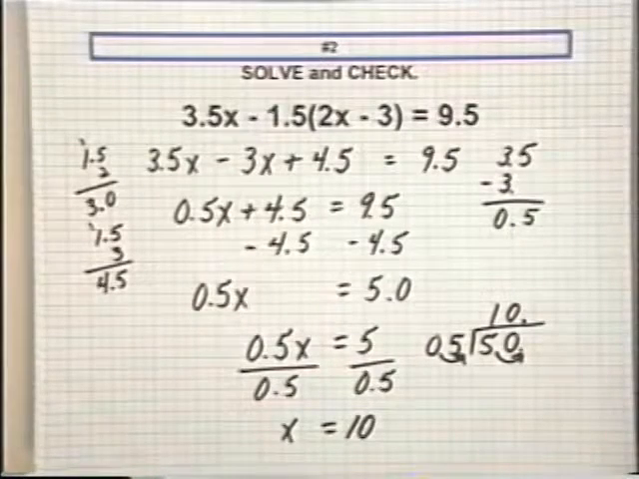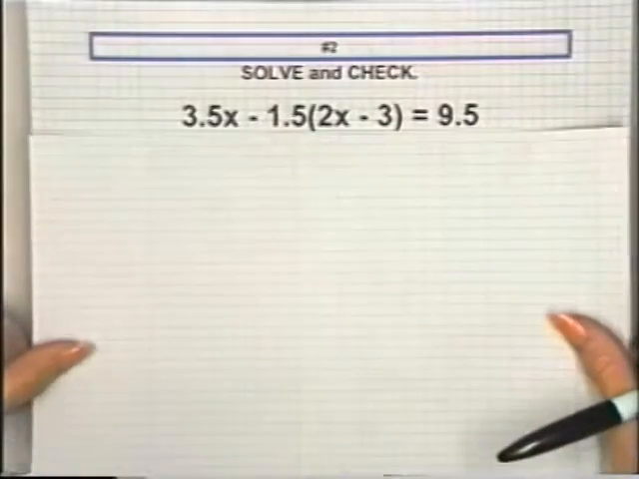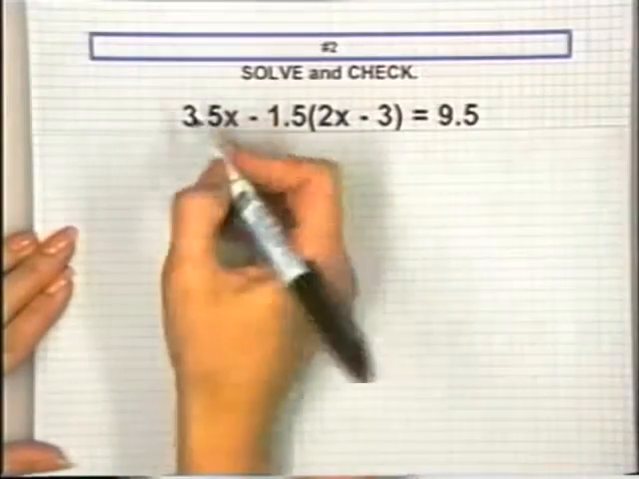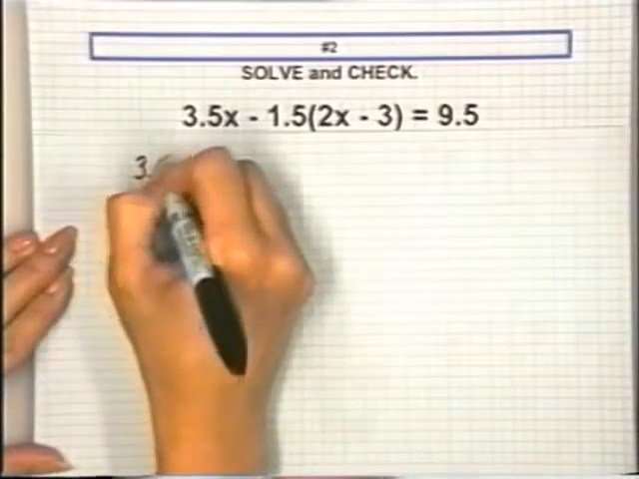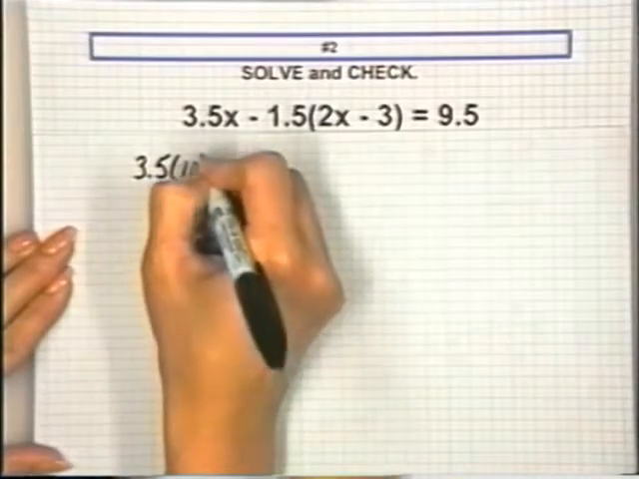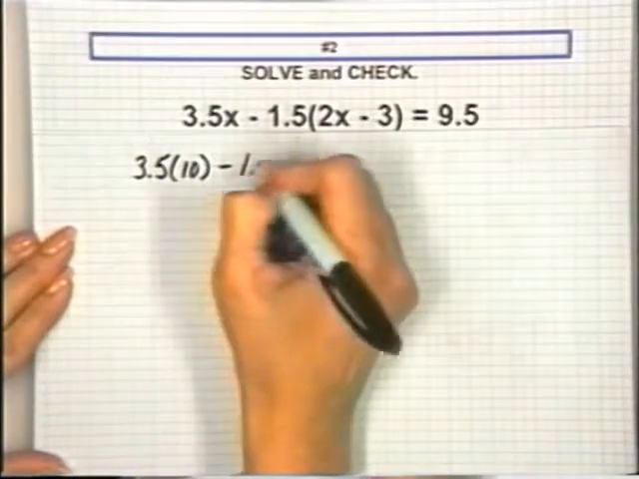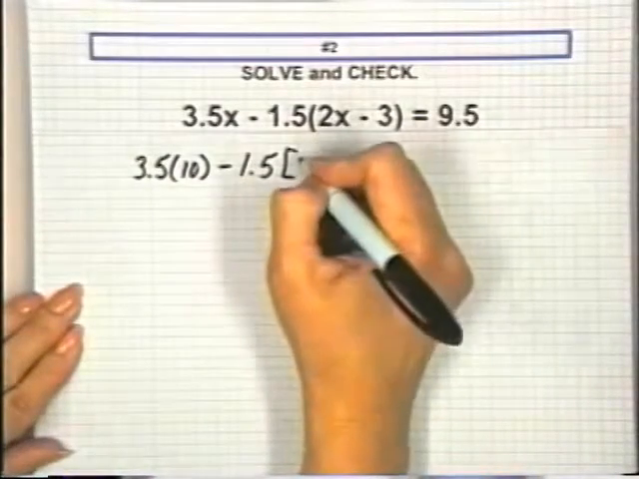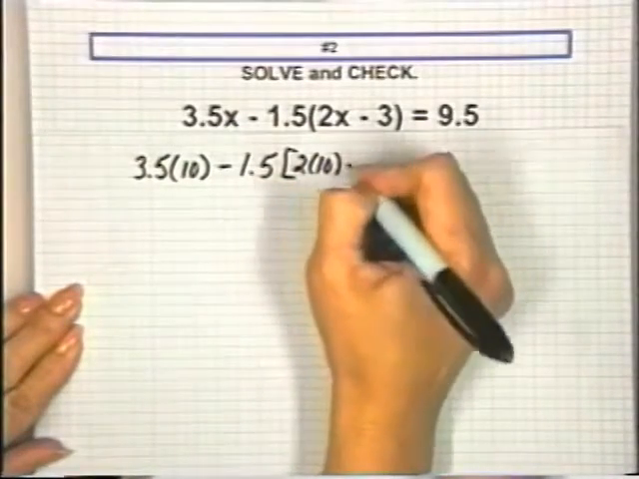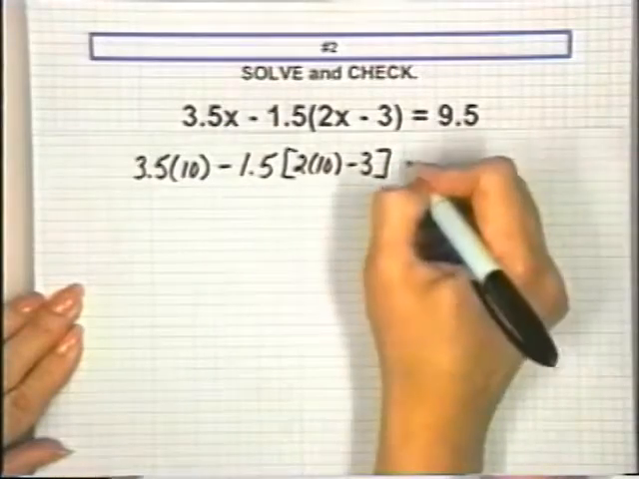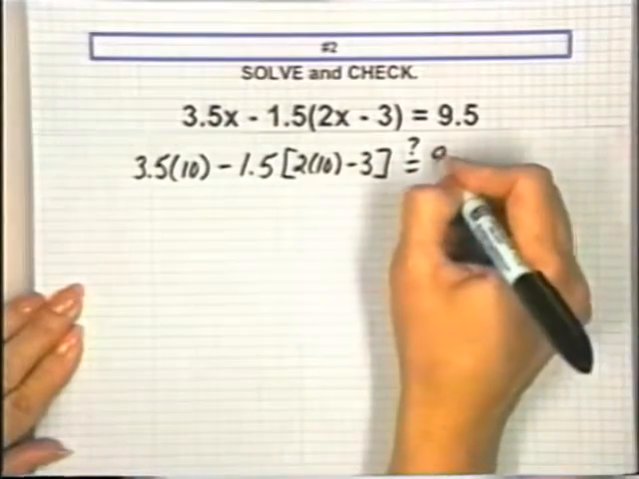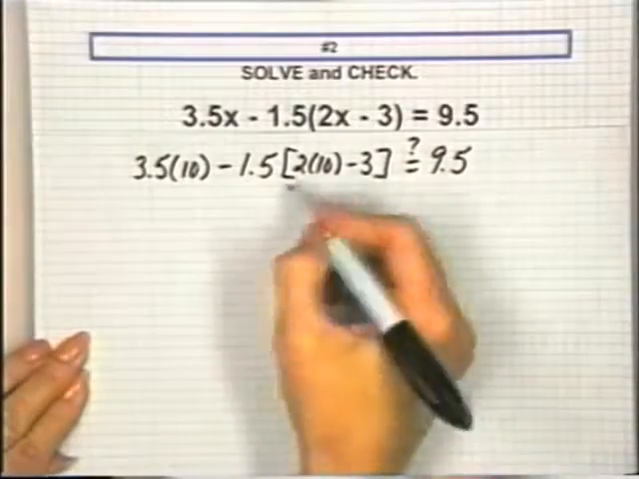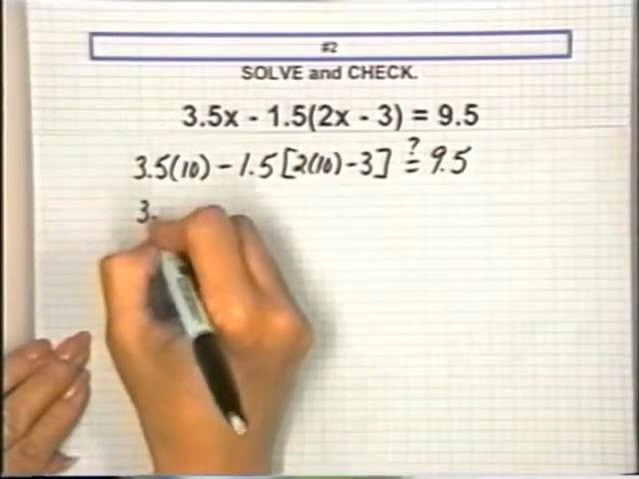So let's substitute 10 in for each x in the original equation. So I will have 3 5/10 times 10 minus 1 5/10. I will use a bracket. 2 times 10 minus 3. And the question is, does that equal to 9 5/10? Let's work what's in brackets first.